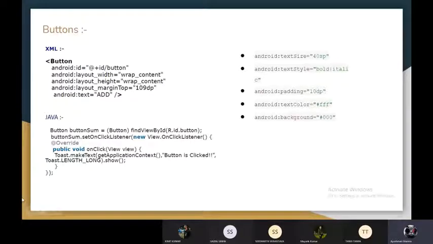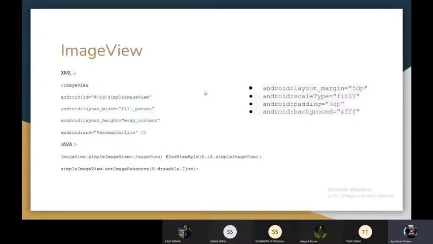Then we have an image view. So the images that you see on a particular section of your UI are defined by the image view. It contains an image, and as you can see, we have some same attributes for this too, like the ID, simple image view.